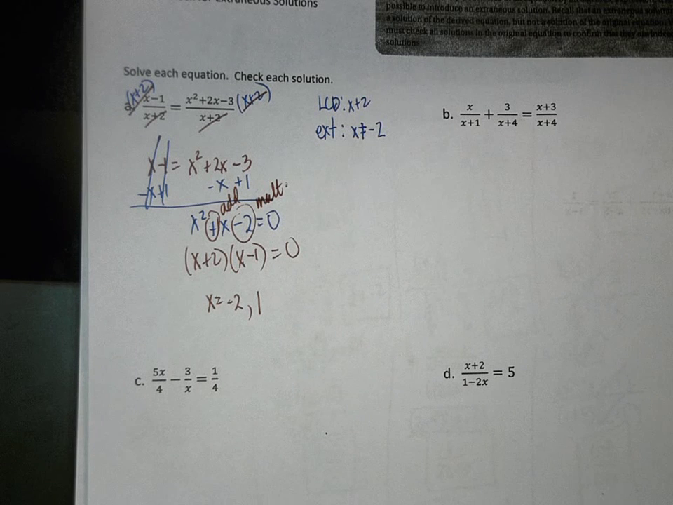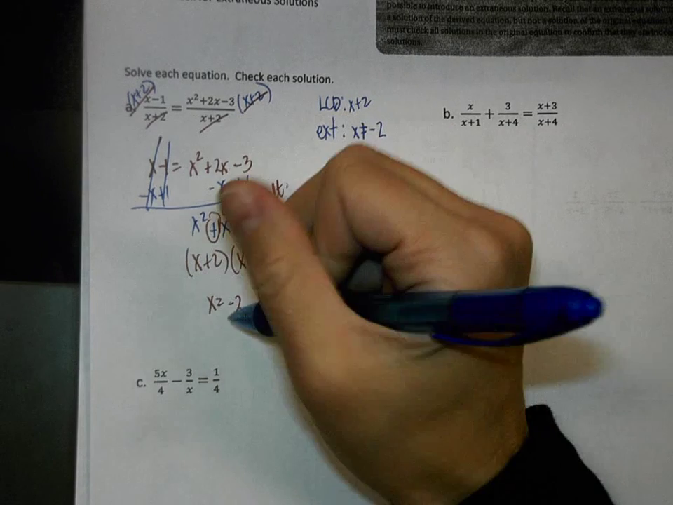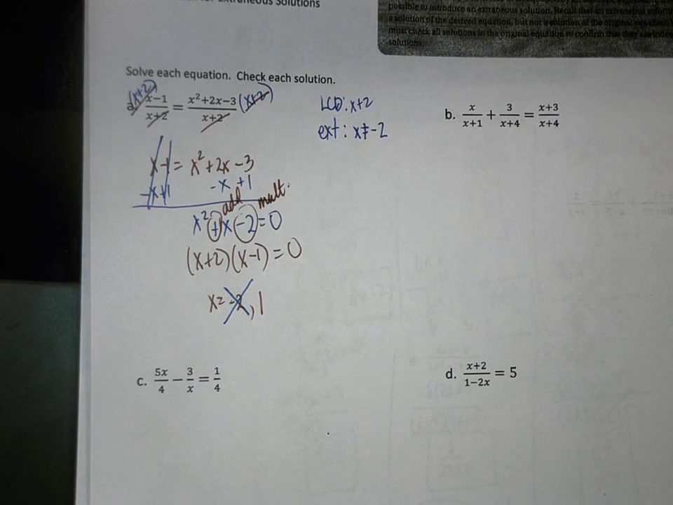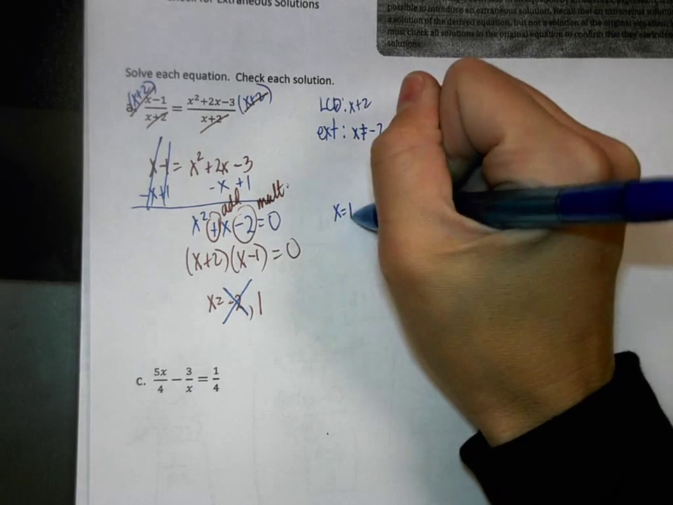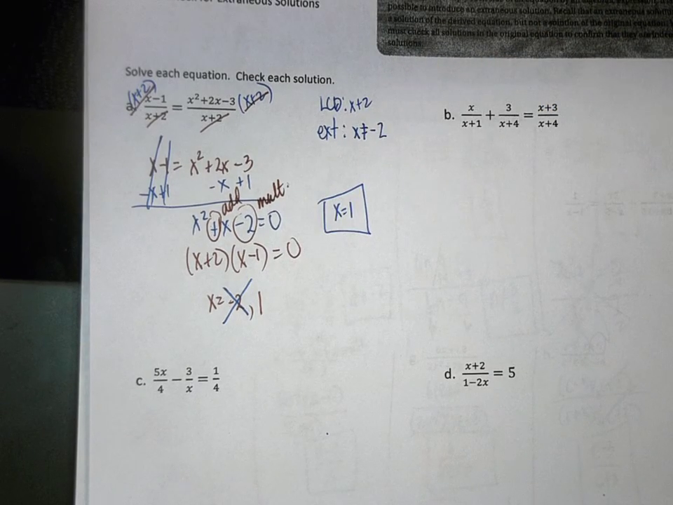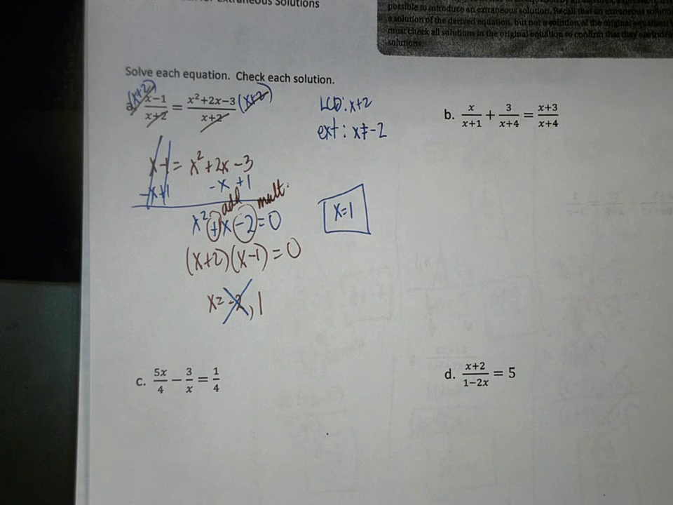But if we check that with our extraneous solutions, what can x not equal? Negative 2. So that answer is out. It cannot be an answer because that would give me a 0 in the denominator, which is undefined. Therefore, my only answer is that x equals 1. That's kind of what we did before. So you guys have kind of done this before.